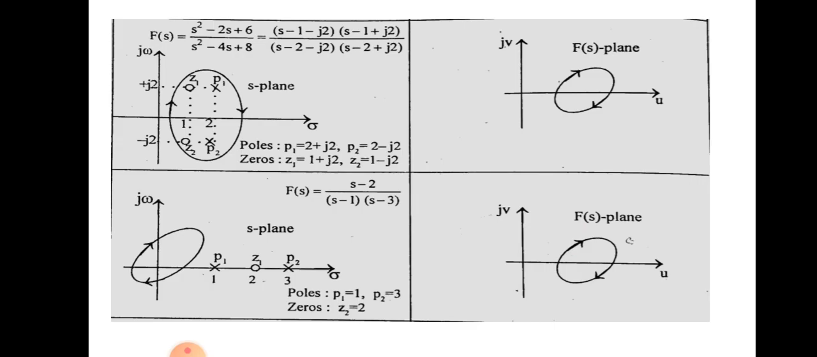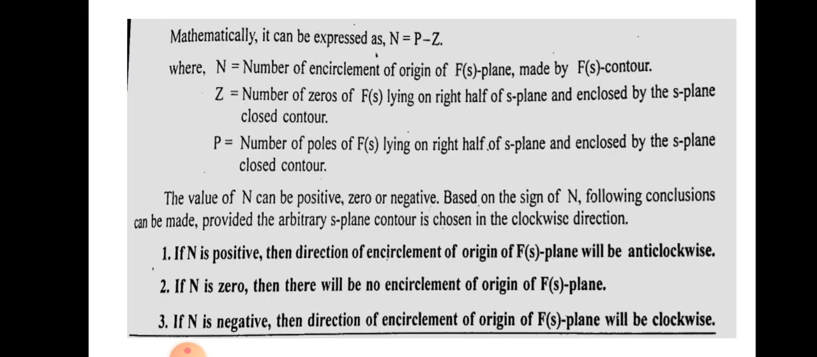So this is a mathematical prerequisite, and so we can say that if n is the number of encirclements of the origin, z is the number of zeros and p is the number of poles, then we take the difference between z and p. If n is positive, that means n is equal to p minus z, and the direction of the encirclement of the origin of the f of s plane will be anti-clockwise.